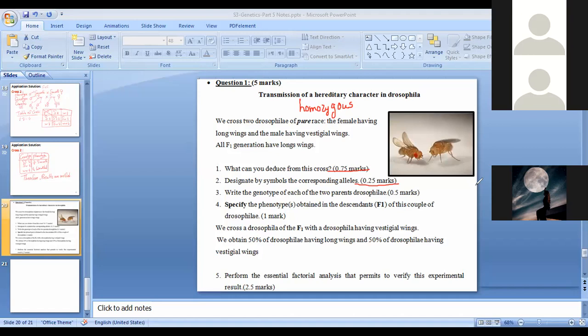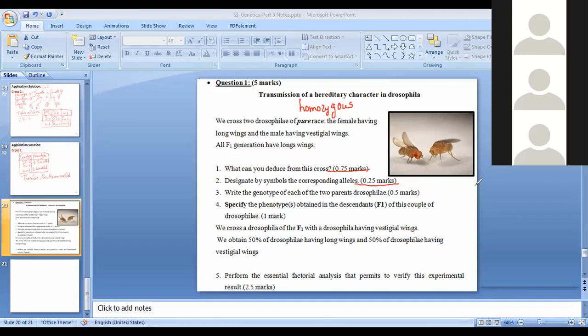Yes, Mariam. LL and vv. LL for what? Please raise your hand before you speak. L for the long wings, for the female. Very good. And vv is for the male, the one having vestigial wings. Thank you, Mariam.